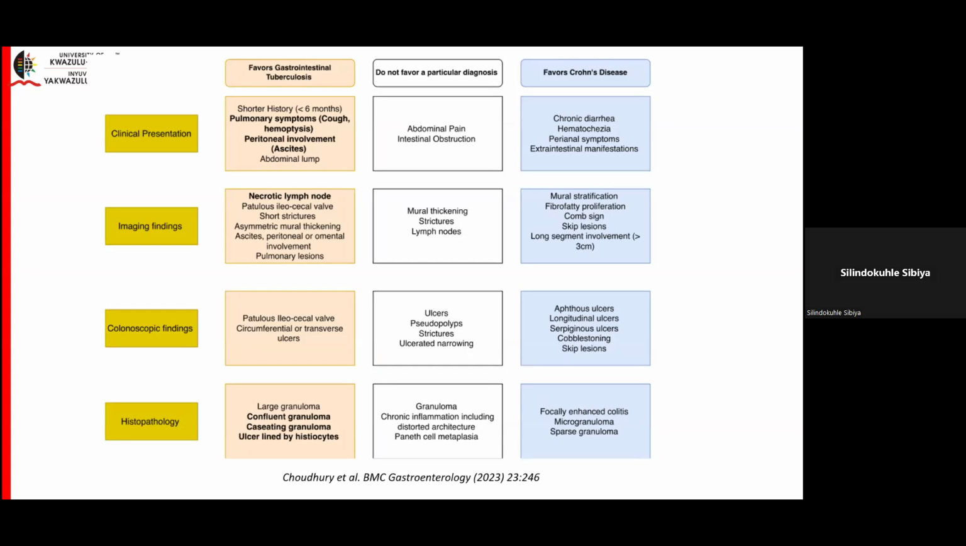On colonoscopy in TB, one will find a patulous ileocecal valve, circumferential or transverse ulcers, while in Crohn's disease, one may find aphthous ulcers, longitudinal ulcers, cobblestoning, and skip lesions. While on histology, we'll find confluent granulomas, caseating granulomas, and ulcers lined with histiocytes in TB. While in Crohn's disease, one may find focally enhanced colitis, microgranulomas, and sparse granulomas.